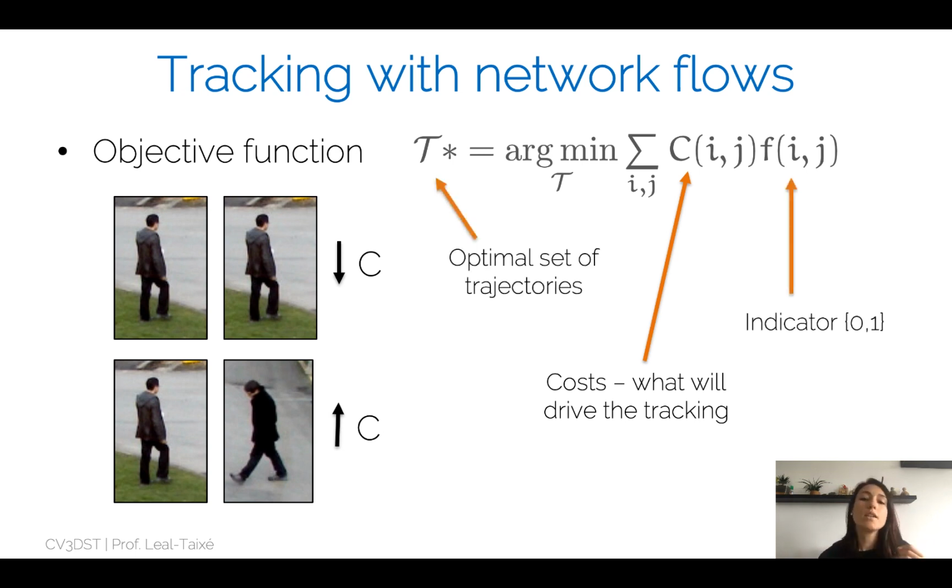Now, the only thing that we need to define is the indicator function. So the indicator function f_ij is going to take value 0 or 1. And 0 is going to mean that the edge is not active, therefore the connection between the two nodes i and j does not exist. If the indicator is 1, then it means that this connection is active and the two nodes represent the same person, and therefore we are forming a small trajectory. So f_ij, these indicator functions, are what actually is going to represent our trajectories.